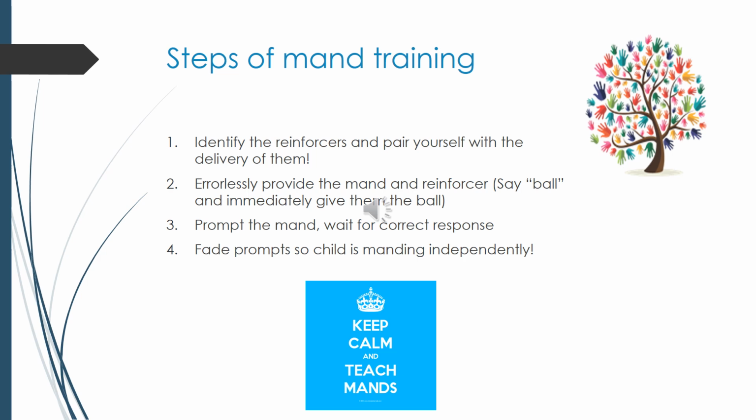Use the most effective prompt to teach a mand. You may start off with modeling and saying the full word ball and wait for the child to repeat the word. As you progress, you will want to fade the prompts so that the child is manding independently. From the full word ball, you may systematically fade to just saying "b." Then maybe completely fading the verbal prompt and just pointing to the item and waiting for the child to say ball.